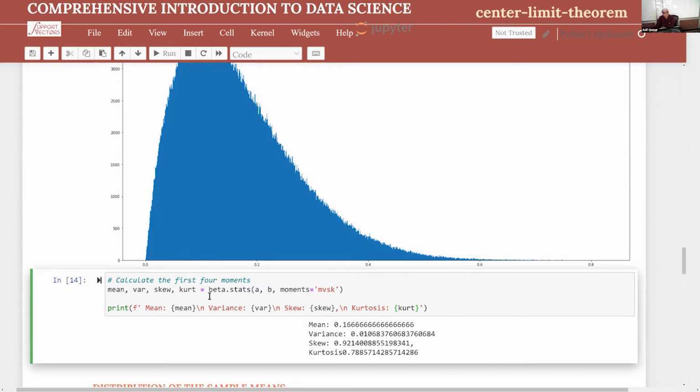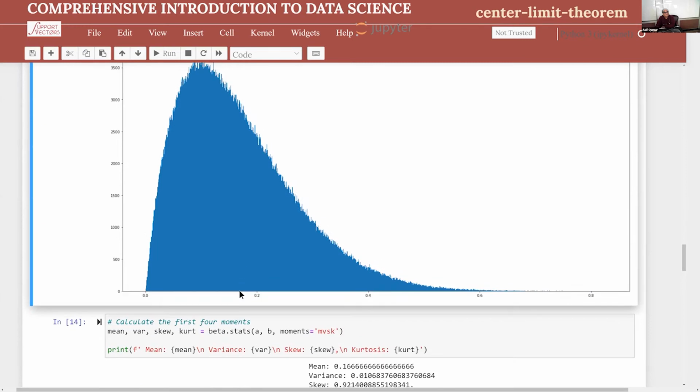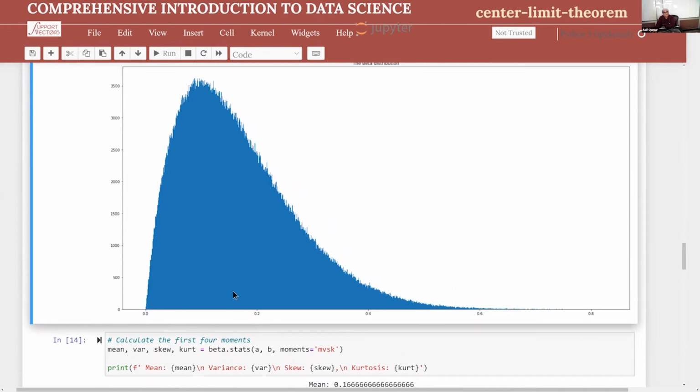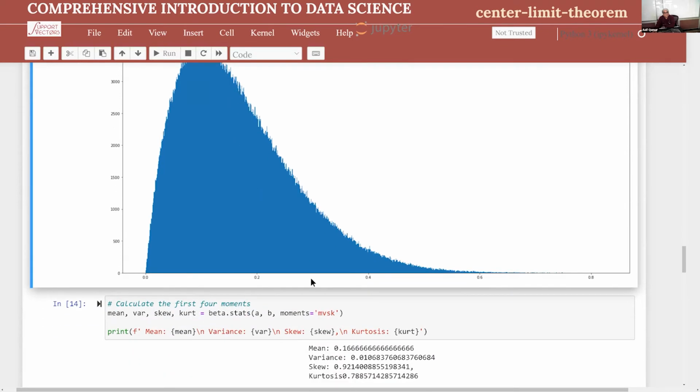The mean here is 0.166. Where is 0.166? Sorry, 0.166 is somewhere here. Right? You see where my mouse is? If this is 20, 16 should be somewhere here, right? Here is the mean. What is the mean? What is the mode? It's here, right? So mean, median, mode. The highest point is less than the mean, and the median will be somewhere in between.